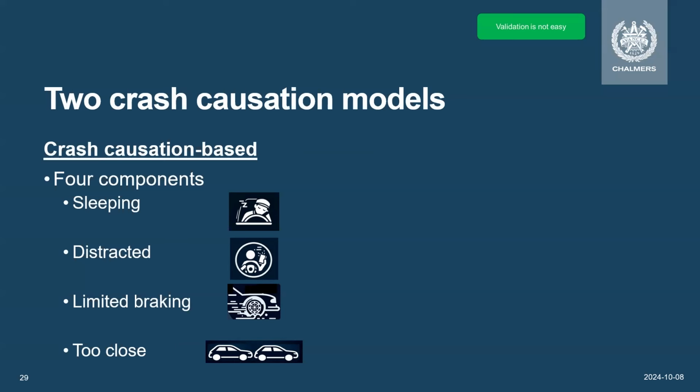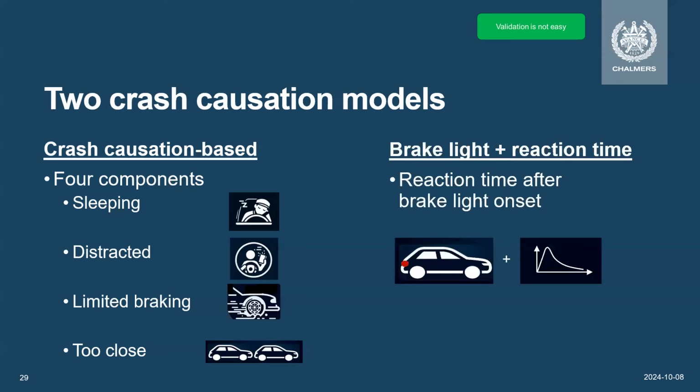Sleeping drivers or drowsy drivers, one component. Distracted drivers is another one, looking away from the road, and how you're looking away from the road. Limited braking, drivers don't brake enough. They brake a bit until they think they're braking enough, but they could be braking much harder. Then too close, driving too close to the lead vehicle. So these are different components based on crash causation research.